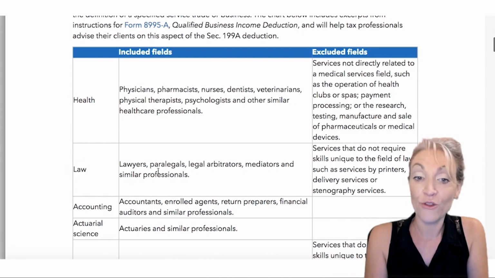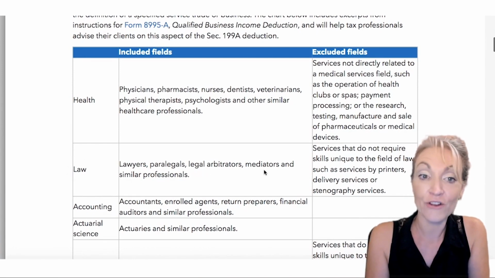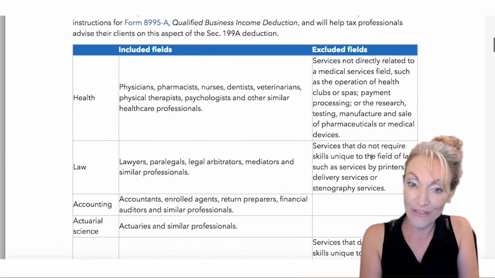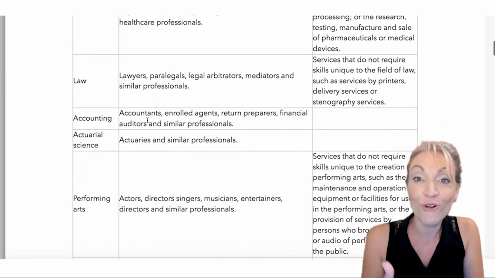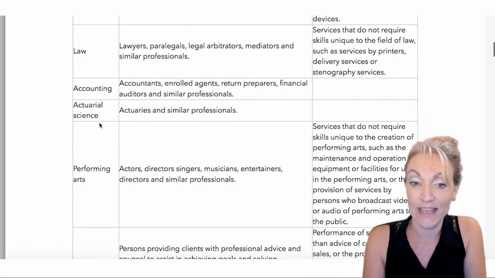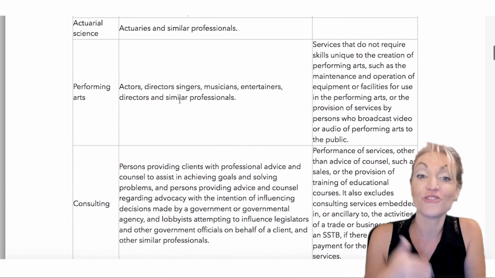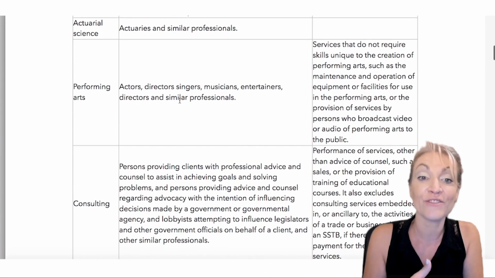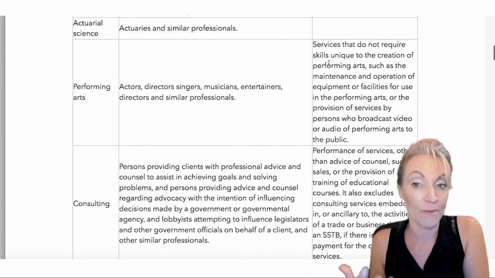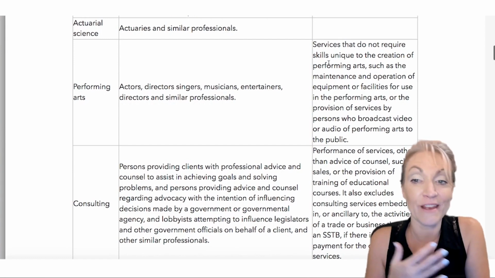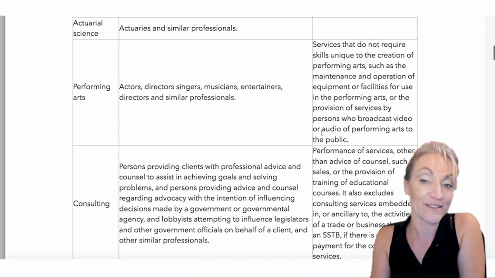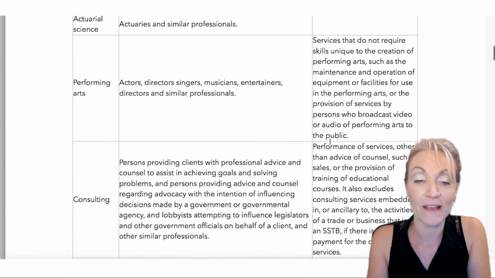In law, there's lawyers, paralegals, legal arbitrators, mediators. They are included in SSTBs, and it's only other services that are related to law that are excluded. For accounting, accountants, enrolled agents, tax return preparers, financial auditors, and all similar professions are included. Same in actuarial. Performing arts: actors, directors, singers, musicians, entertainers, they are all included. But services that do not require unique skills to the creation of performing arts are excluded, such as maintenance and operation of equipment or facilities for use in the performing arts, or the provision of services by persons who broadcast video or audio of performing arts to the public. So you can kind of see this.